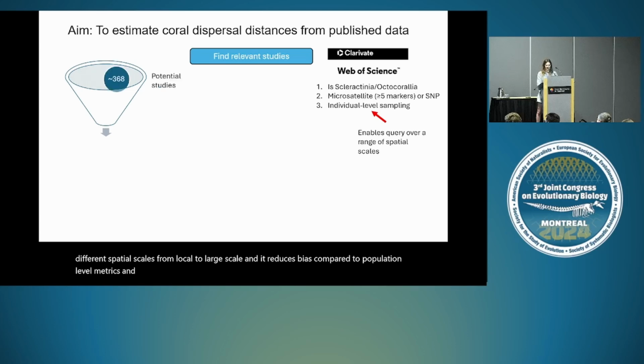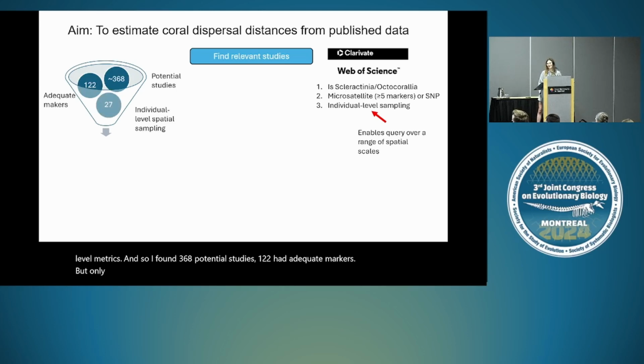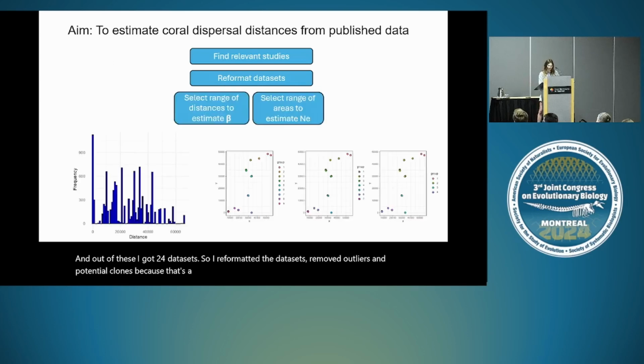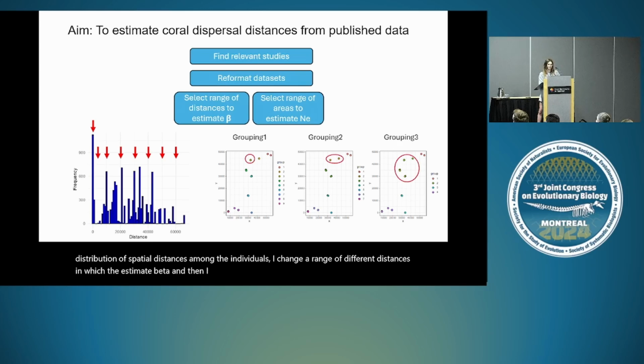I found 368 potential studies, 122 had adequate markers, but only 27 had individual level sampling. Out of these, I got 24 datasets. I reformatted the datasets and removed outliers and potential clones, because that's a problem in coral populations. Then, looking at the distribution of spatial distances among the individuals, I changed a range of different distances in which to estimate beta. I also grouped individuals across a range of spatial scales to estimate NE.